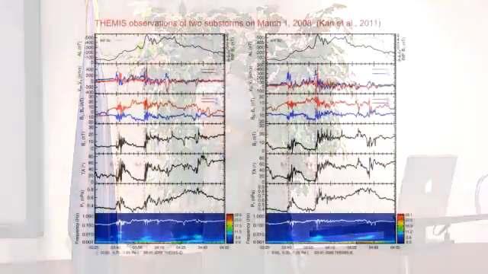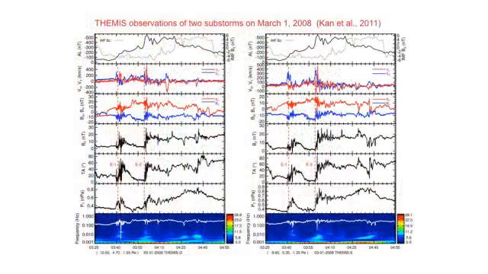And lo and behold, the first event is now known as the so-called pseudo breakup. The second event is a genuine substorm dipolarization. So you can call the first event pseudo dipolarization or pseudo substorm.